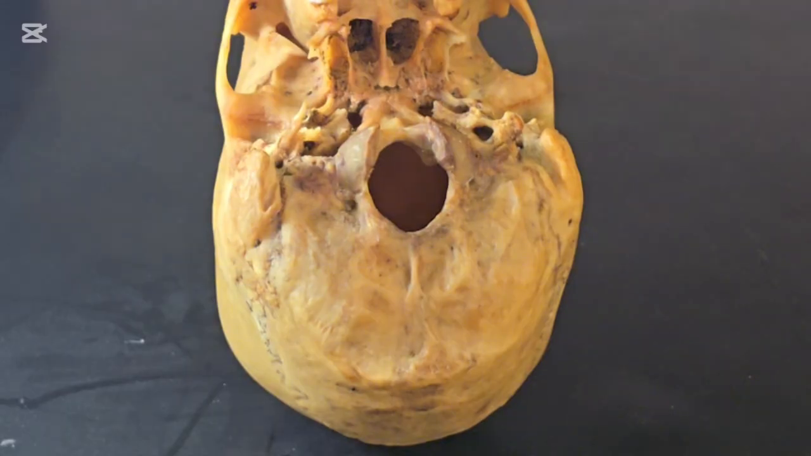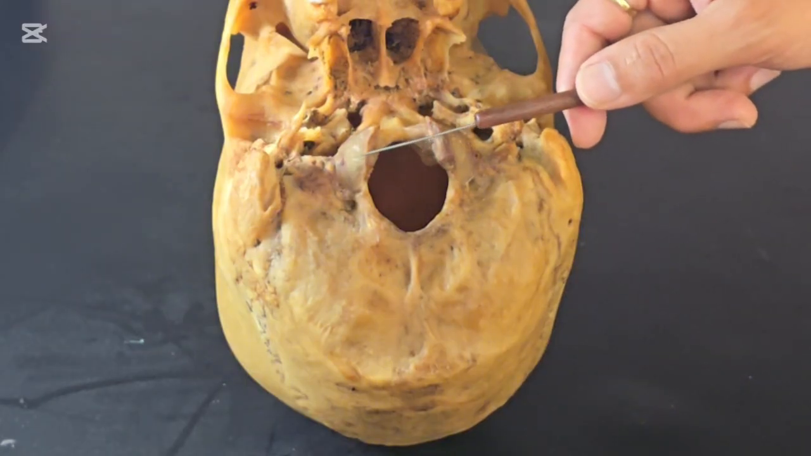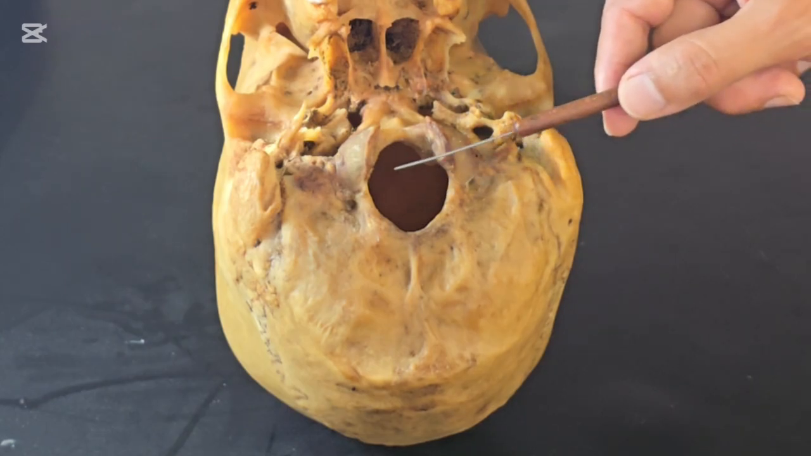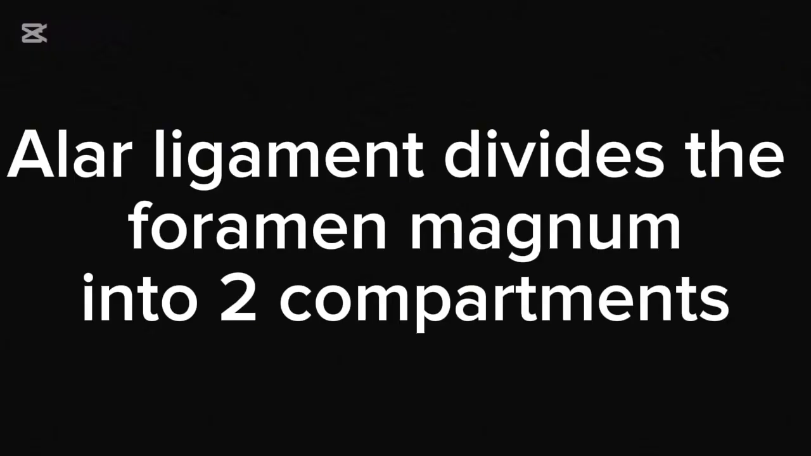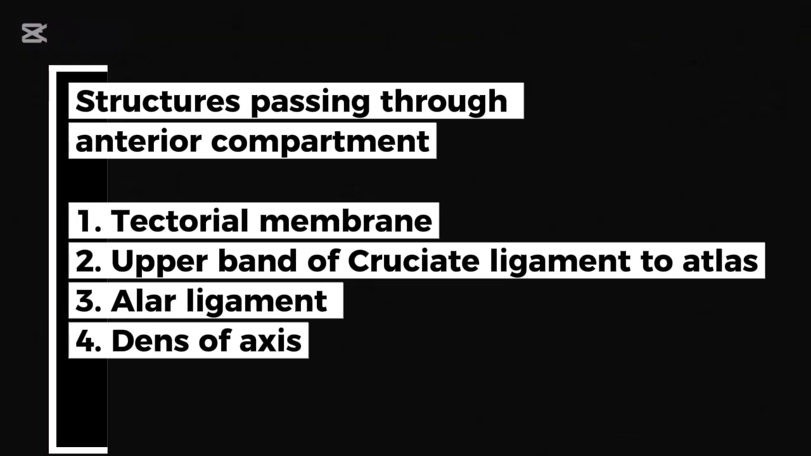The alar ligament, which joins the dens of axis to the tubercle on the medial aspect of the occipital condyles, is responsible for the creation of an anterior smaller osteoligamentous compartment and a posterior larger neurovascular compartment within the foramen magnum. Structures passing through the anterior compartment are the tectorial membrane of the atlantoaxial joint, the upper band of the cruciate ligament to the atlas, the alar ligament, and the tip of the dens.